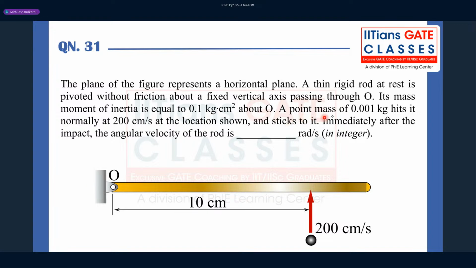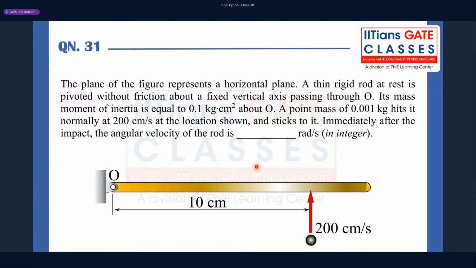A point mass of 0.001 kg, this is the one, hits this rigid rod, and it is coming with a velocity of 200 centimeters per second, at a location 10 centimeter from the point O, and it sticks to it. Immediately after the impact, the angular velocity of the rod is what they are asking us.